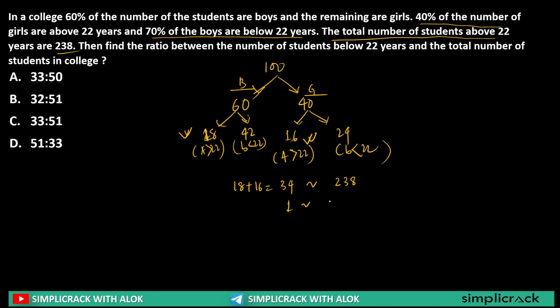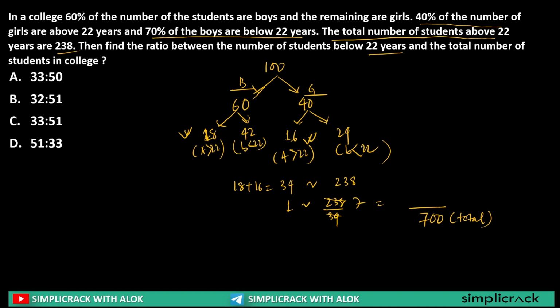So 1 will be equal to what? 238 divided by 34, that is 7. So 1 unit is 7. What was asked? Find the ratio between the number of students below 22 years and the total number of students. Now, if 1 is 7, total students will be 700.